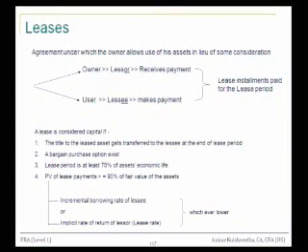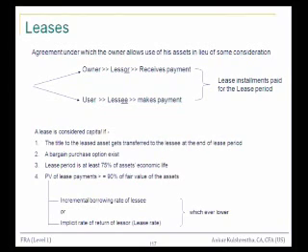Simply stating, lease is an agreement under which the owner who owns the asset, who has the right of the asset, allows someone else to use his asset in lieu of some consideration. So the person who is using the asset and making payment is known as lessee. Lessee.